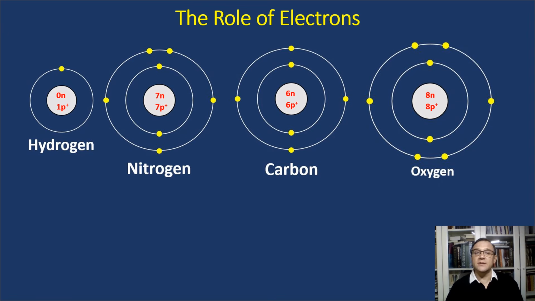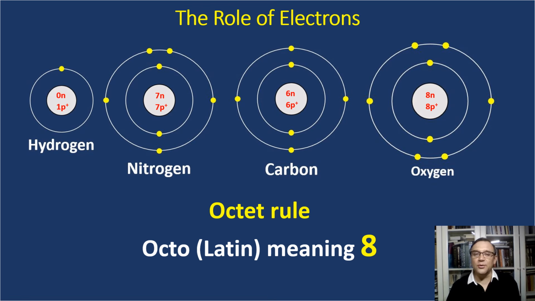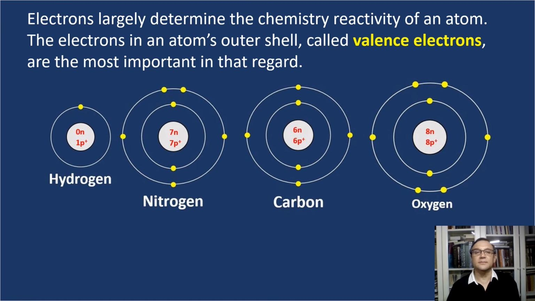Once this shell is filled, additional electrons occupy the next shell, which can hold up to 8 electrons. For most atoms of biological significance, stability is achieved when the outer shell contains 8 electrons. This is called the octet rule. Hydrogen, with the single shell, is an exception, needing only 2 electrons for stability.